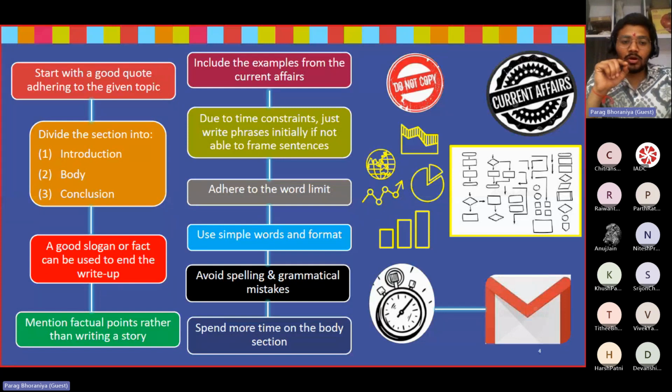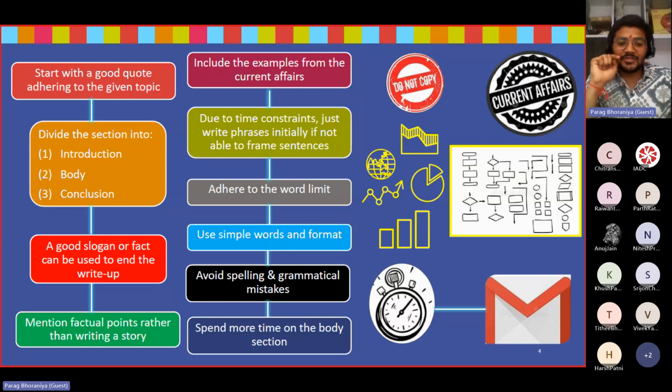Third thing is a good slogan or fact can be used to end the write-up. So whenever you complete this introduction, body, and conclusion, try to again write a slogan or a fact or a figure, an approximate figure, if you know anything. So try to write that. Why I'm asking you to do that is that it will give a good impression to the reader that this person is following this topic. This person knows the facts about it. He knows about figures, everything. So it will create a good impact on the reader's mind. So that is again a good point to mention.